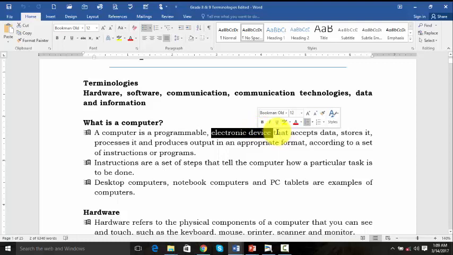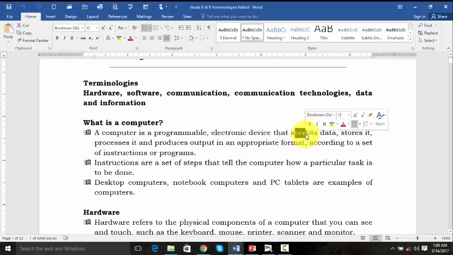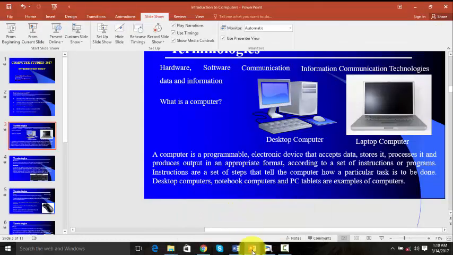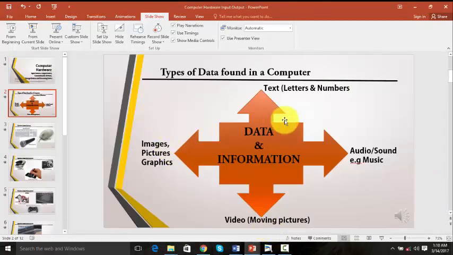Now, that accepts data. Students at junior secondary school level should be able to understand a programmable electronic device that accepts data. Now, we need to understand what this data is. Data is a word which is so broad. We need to look at it in simpler terms by looking at our work here.